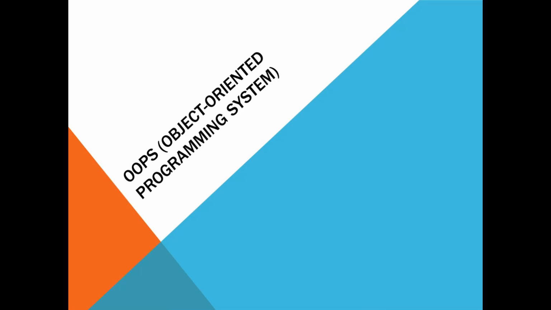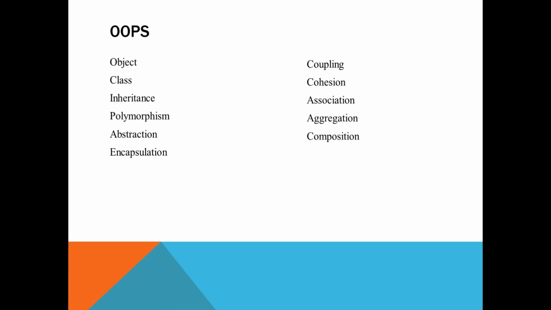Hi everyone. Today our topic is OOPS, Object Oriented Programming System in Java. Object means a real world entity such as pen, chair, table, computer, watch, etc. Object oriented programming is a methodology or paradigm to design a program using classes and objects.